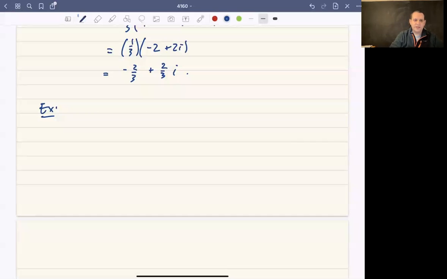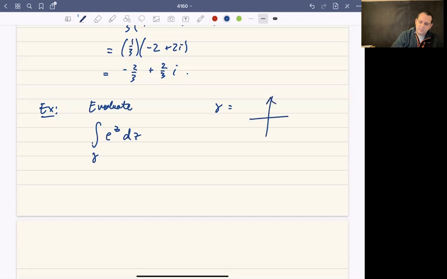One last integral example I want to do involving the fundamental theorem of calculus for line integrals and the corollary that was involved. Let's evaluate the integral of e to the z over gamma, where gamma is going to be, say, the unit circle traveled, say, counterclockwise.